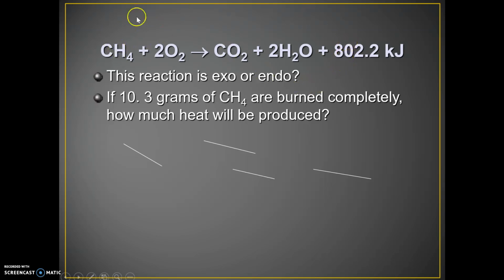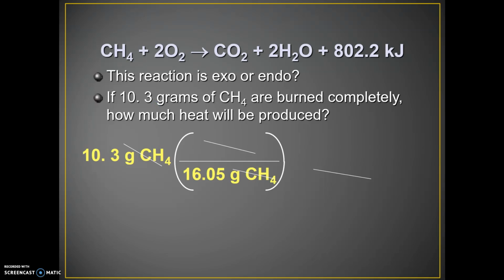Well, looking at this equation, we know that for every 1 mole of CH4 that's burned, we will get 802.2 kilojoules of heat back. Our problem is we don't have 1 mole. We have 10.3 grams. So what do we have to do? Convert it to moles. So you're going to start off with 10.3 grams. You're going to set up your first conversion. I messed up on the animation on this. Sorry. Okay, you're going to have 16.05 grams down there. That's your molar mass. And up top, you'll have 1 mole of CH4. So there's your first conversion. Now we've converted it into moles.